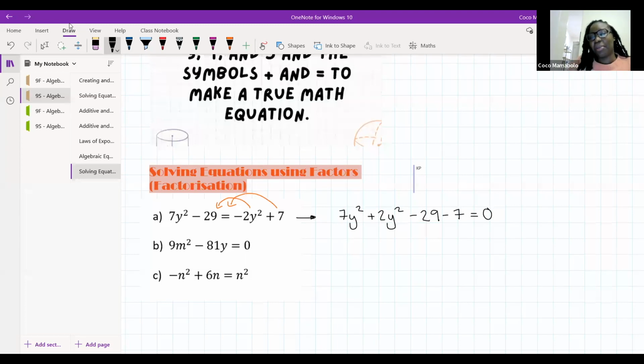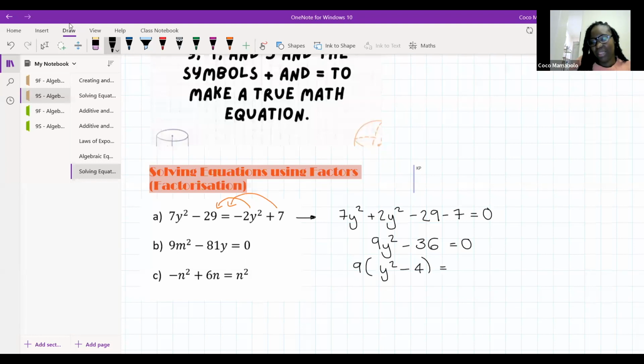Excellent. What's next? Then we're going to subtract and then the like terms. So 7y squared plus 2y squared gives us 9y squared minus 36, because negative 29 minus 7 is 36, equals 0. Beautiful. What next? Ma'am, highest common factor. Yes, highest common factor, which is 9. If I take 9 out as a highest common factor, what comes next? Y squared minus 4 equals 0.